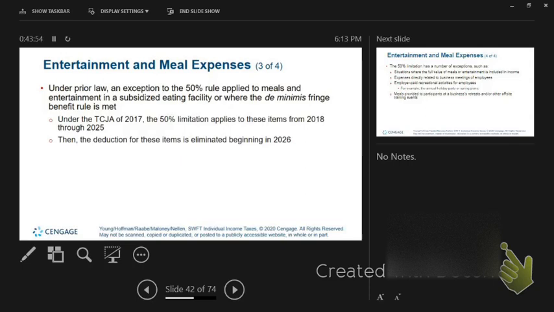Now, under the new law, a lot of places still have what they call subsidized cafeterias, and they can deduct 50% of that subsidized amount. Right now they're still there, but after 2026, those are going to go away too. There's not a lot of those left, but some of the bigger companies still have those. Those cafeterias will not be subsidized anymore. Well, I shouldn't say that. They might still be subsidized, but they're not going to be deductible for the employers anymore.